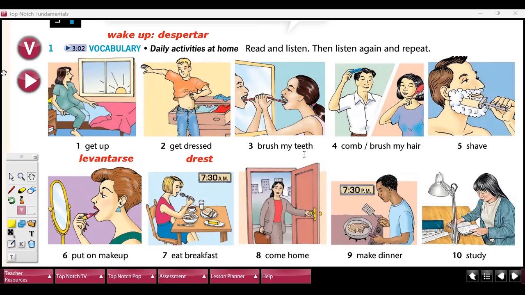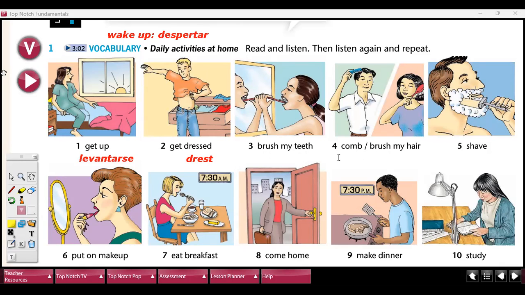Teeth. My teeth. Acá, al final, esa TH es como una Z. Teeth. Listen. Teeth. Brush my teeth. I brush my teeth. You brush your teeth. We brush our teeth. Okay. Teeth. Number four.